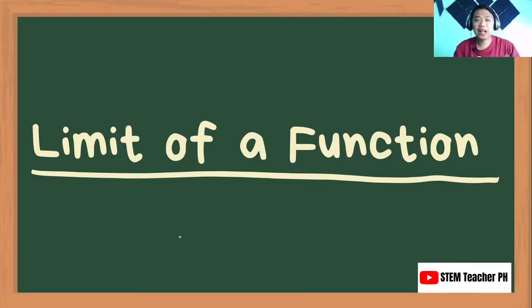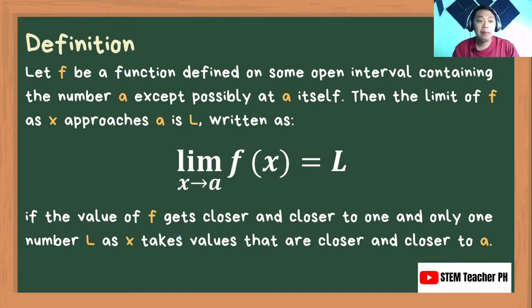Ang pag-uusapan natin ngayon ay tungkol sa limit of a function. Let's start with our definition. Ang limit daw, we let f be a function. Meron tayong given function defined on some open interval containing the number a, except possibly at a itself. Ibig sabihin, yung a yung concern natin pero hindi yung saktong value ng a. So, mamaya malalaman natin kung bakit ganito.